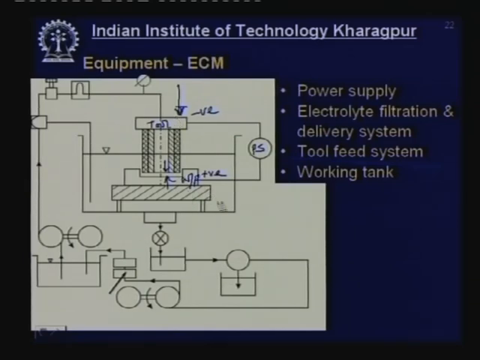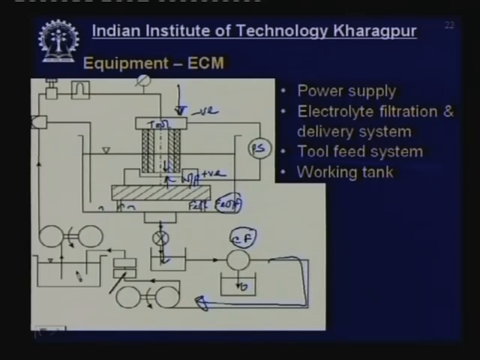Once machining has been done, sludges would be collected here, like iron chloride or iron hydroxide. So, these sludges are to be removed. They are taken out by a valve, and this is a centrifugal filtering unit or a separation unit. After separation, sludges are kept here and the electrolyte is fed back into the system.